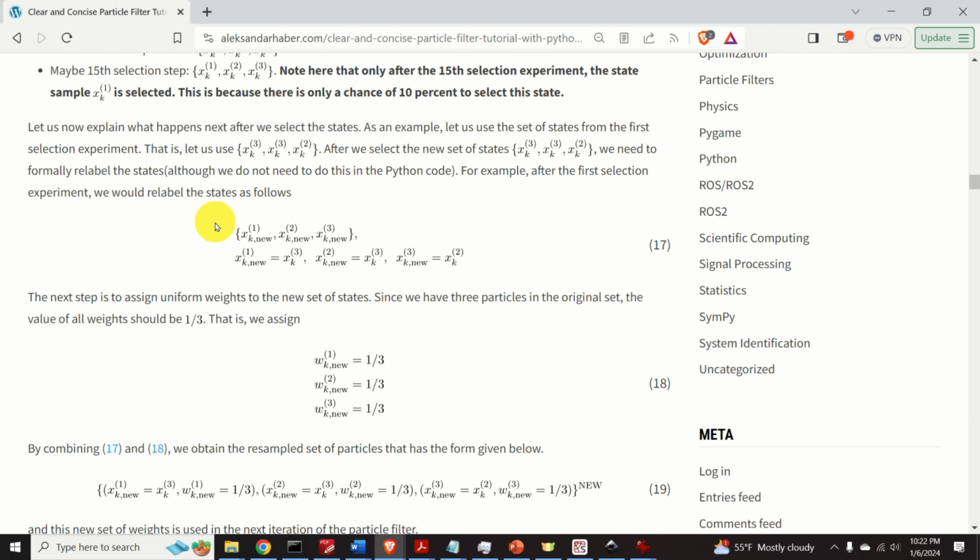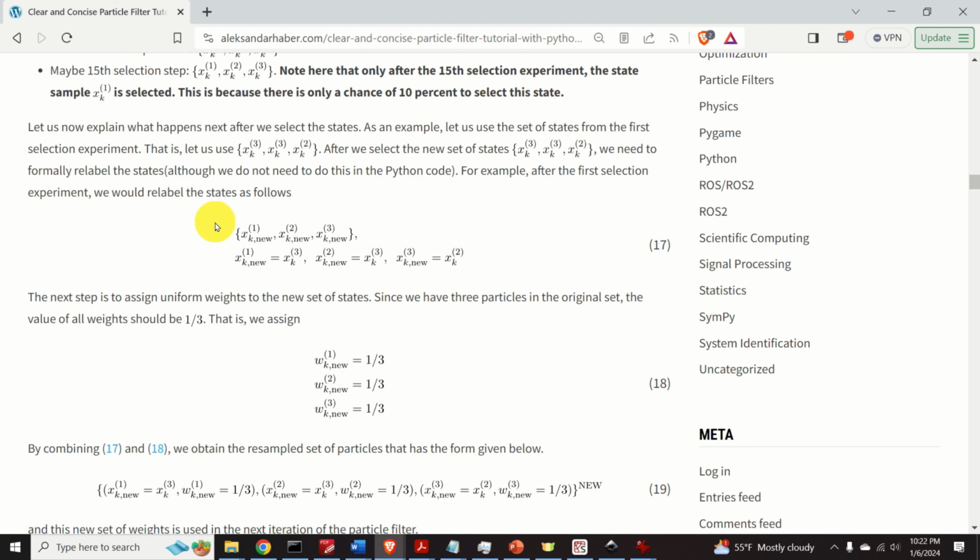The next step is to assign uniform weights to the new set of states. Since we have 3 particles in the original set, the value of all weights should be 1 over 3. That is, we assign wk-1 is 1 over 3, wk-2 is 1 over 3, and wk-3 is 1 over 3. By combining these weights and the new set of states, we obtain the new set of particles given over here. This set of weights and the set of states is used in the next iteration of the particle filter.